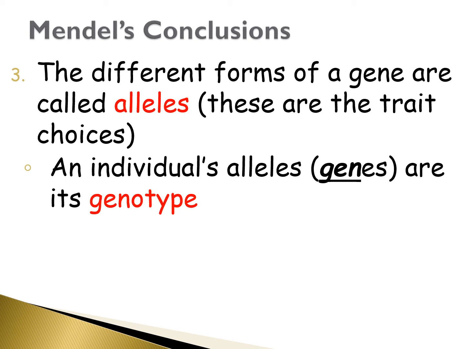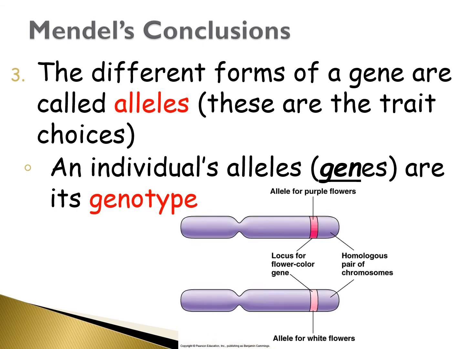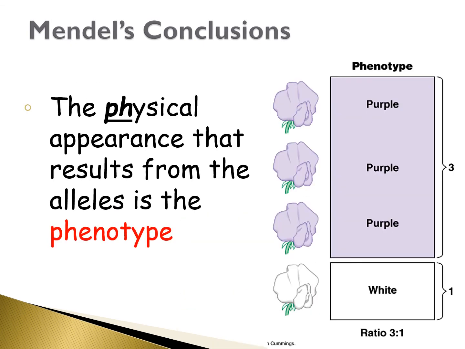Okay? So when we look at an individual's alleles, their genes, this is what we call the genotype. If you look at the name, it's the type of gene a person has. If you look at what that person looks like, that's the phenotype. It's your physical appearance.